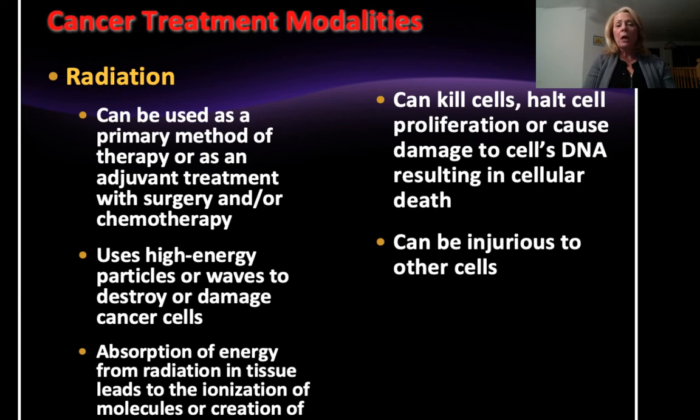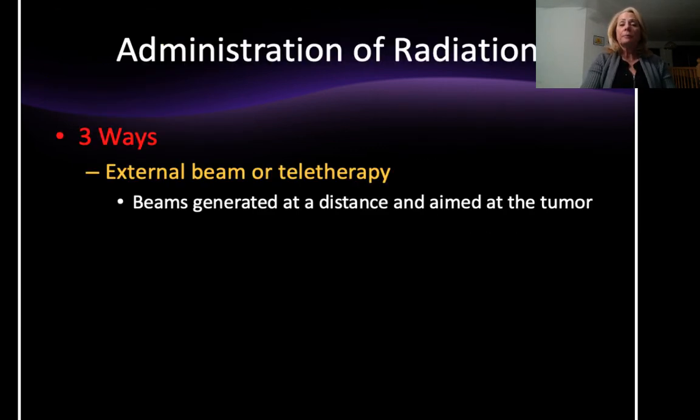So absorption of this energy from the radiation is hopefully localized into certain cells, and it can kill those cells, it halts proliferation, and it causes a lot of times damage to the DNA of the cell, and the DNA is so damaged that the cell isn't able to replicate. Now, unfortunately, radiation can injure healthy cells too.